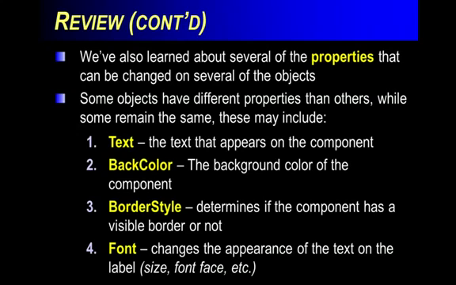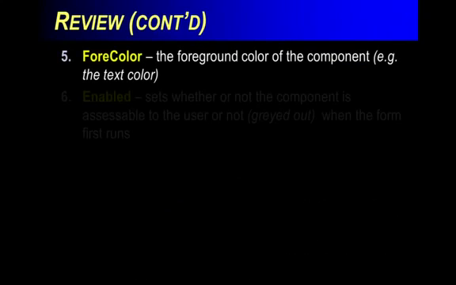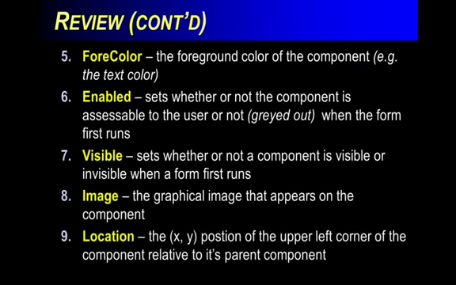We did that in our example. Background color, we did that one as well. Border style. You may or may not have had to play with that one. That changes the style of the border. The font. The foreground color. Here's one that maybe some of you encountered when playing with some of those properties like checkboxes or radio buttons. There's a property called enabled, which determines whether or not the user can actually use the object.